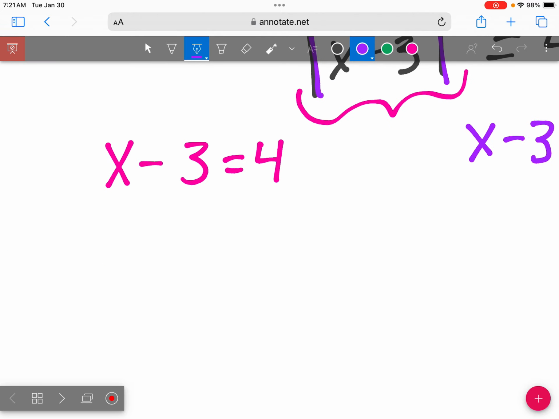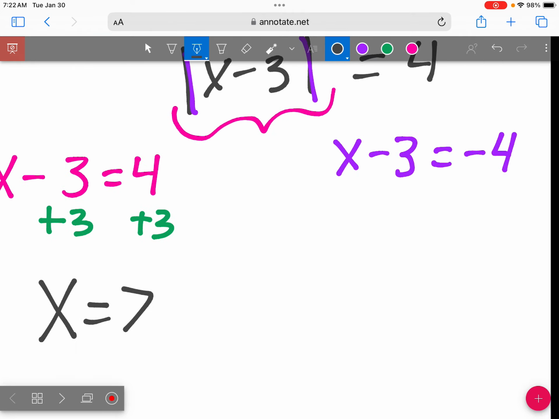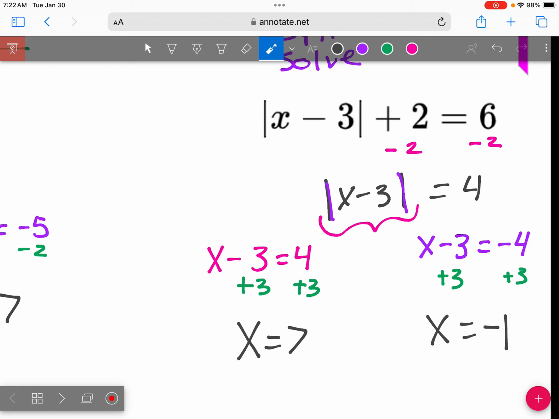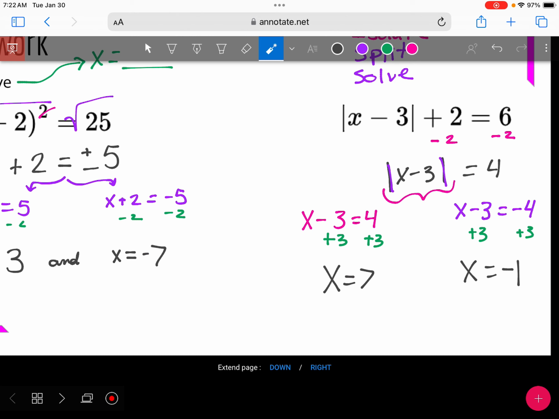What do I need to do to finish solving it on this one? Add 3. Add 3. And we get that x could be 7. And on the other one, we add 3, and we could have that x equals negative 1. And if we go back in to double check on our original equation, if we substitute in 7 here, 7 minus 3 will be 4. Absolute value of 4 is 4 plus 2 gives us 6. So you can substitute it back in to check.